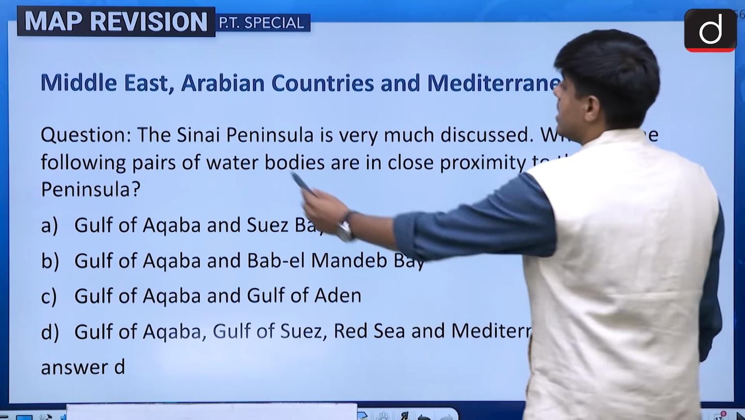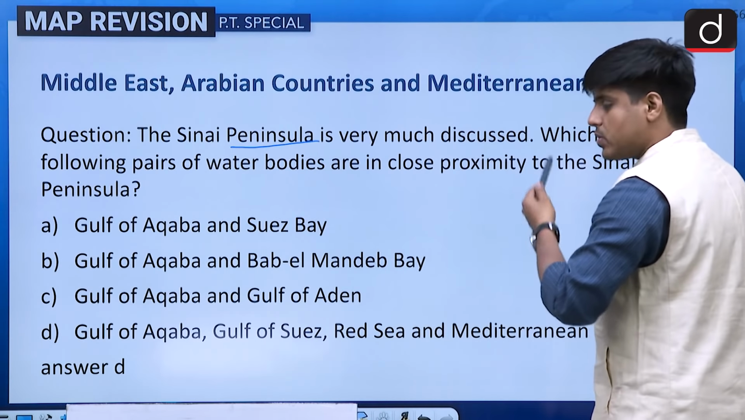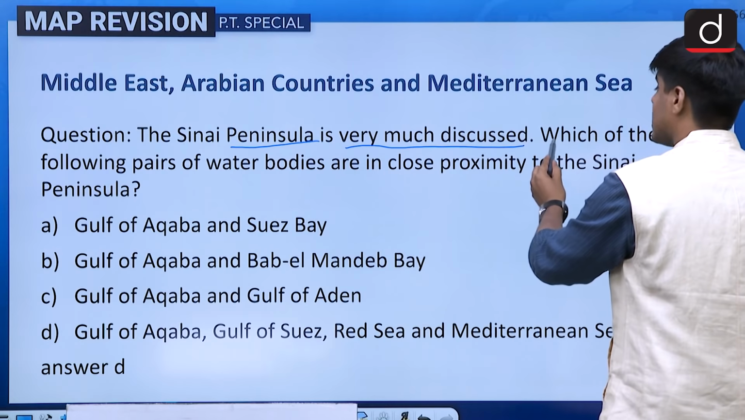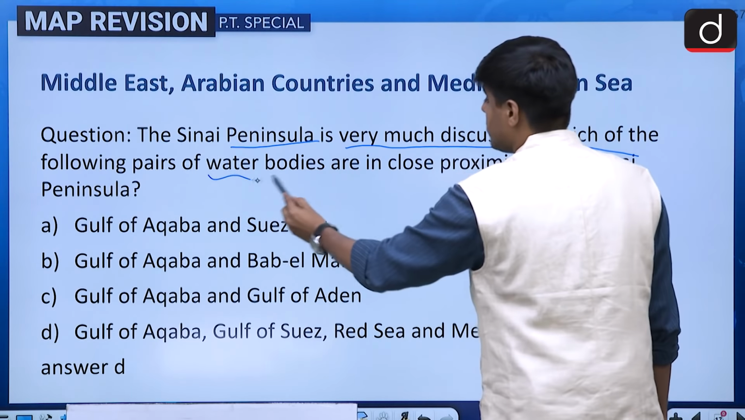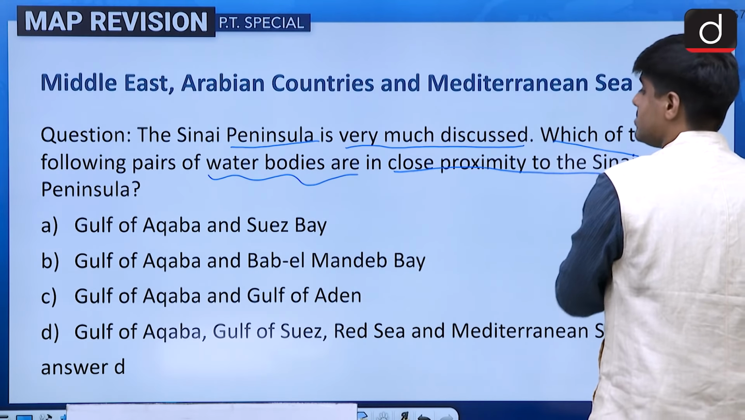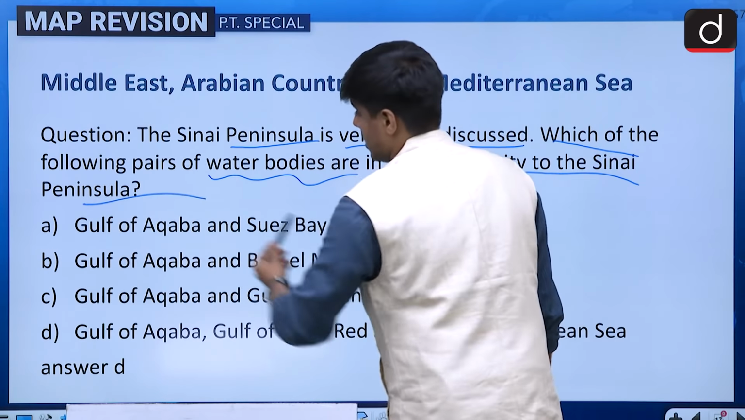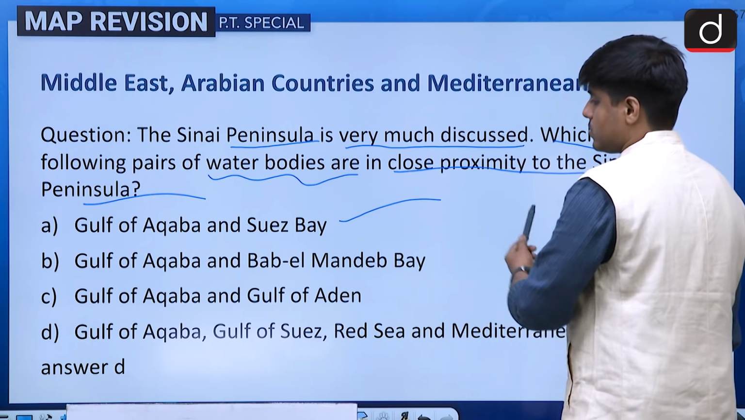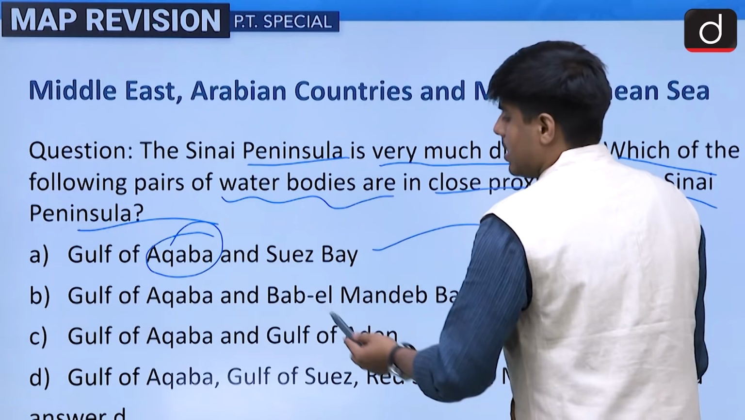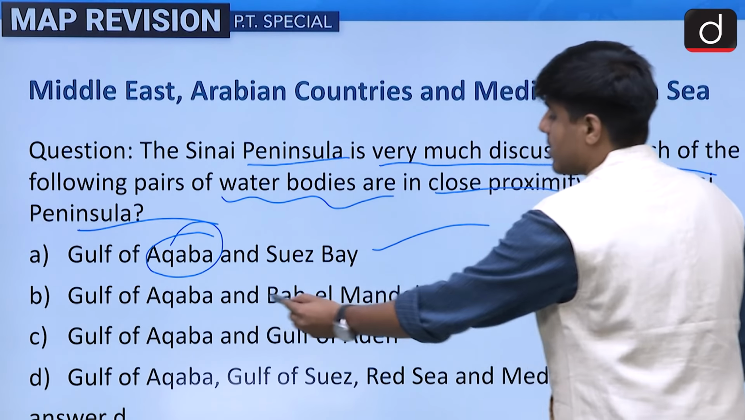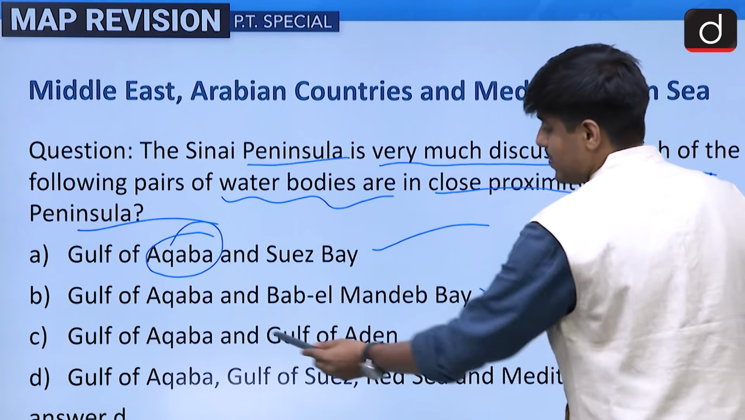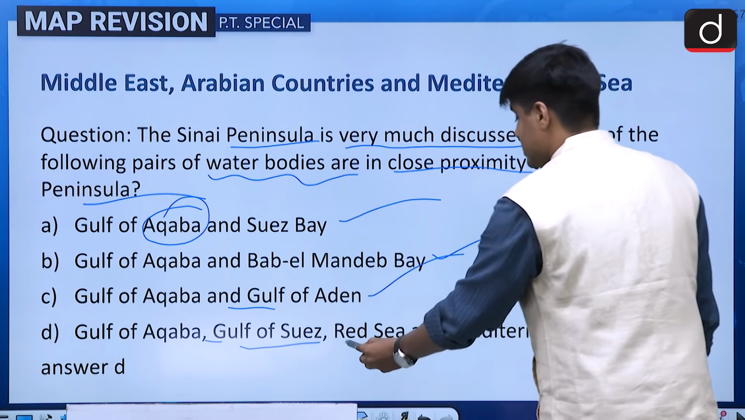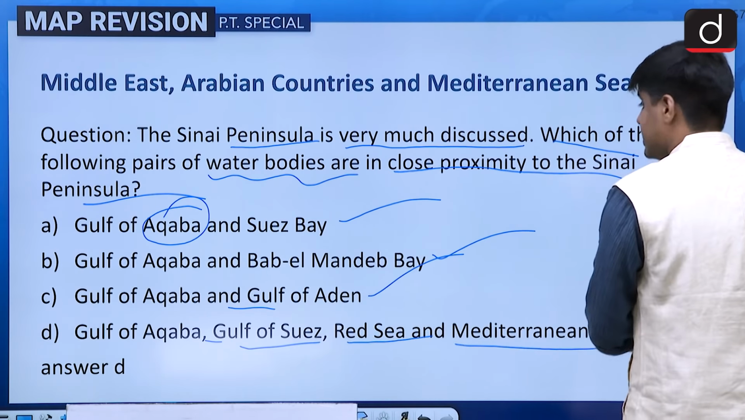Moving on further. Now, the Sinai Peninsula, we took this name so many times. The Sinai Peninsula is very much discussed. Which of the following pairs of water bodies are in close proximity to the Sinai Peninsula? The options are the Gulf of Aqaba and Suez Bay. Aqaba is a port city. Gulf of Aqaba and Bab al-Mandeb Bay, Gulf of Aqaba and Gulf of Aden, Gulf of Aqaba, Gulf of Suez, Red Sea, and the Mediterranean Sea.